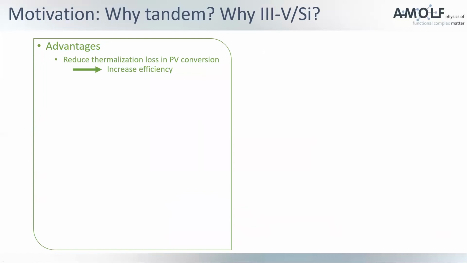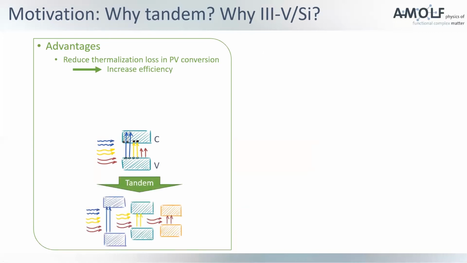So the advantage of the tandem solar cell is that we reduce thermalization loss in PV conversion, and that increases efficiency. And thermalization loss is this part of the energy that is lost for high energy photons, which we cannot make use of when we have only one material. In principle, when we add more materials, we would have way less of this thermalization.